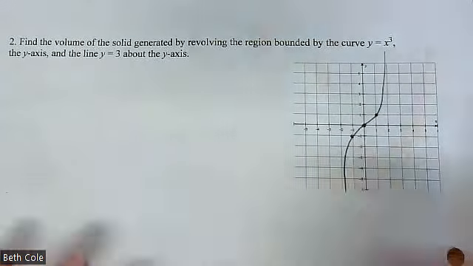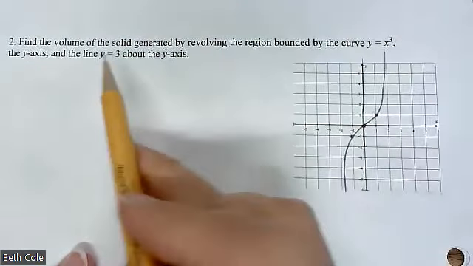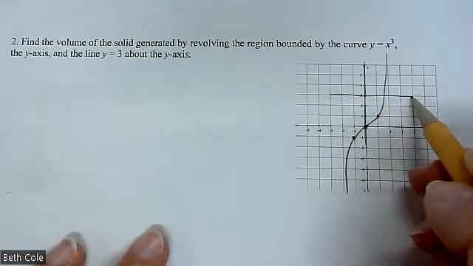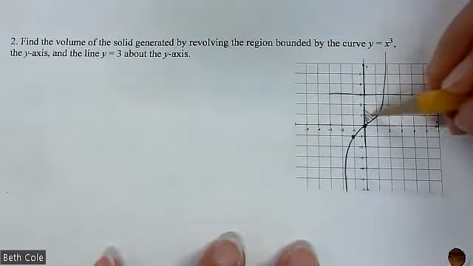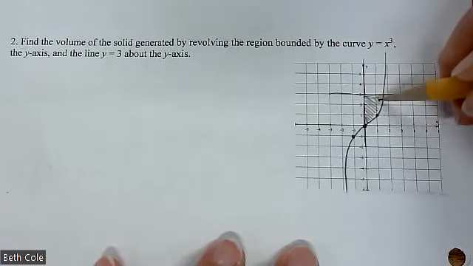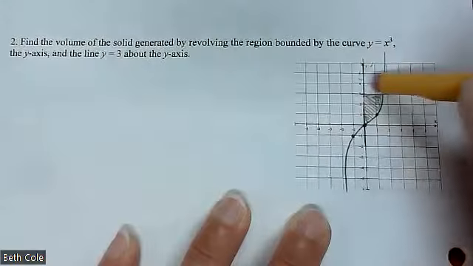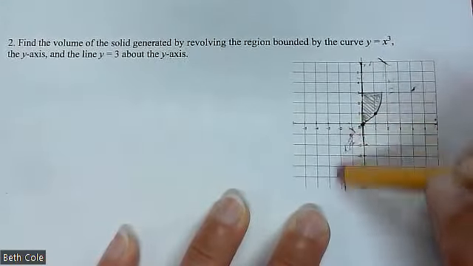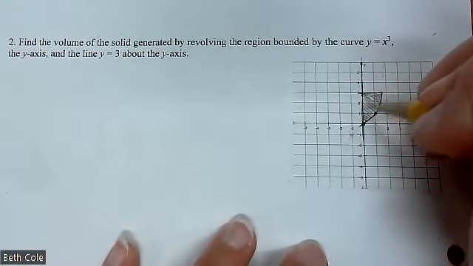And then the y-axis, so just the y-axis, and then the line y equals 3. So that's right here. So here's your shape. And again, what I usually recommend for this is erase all those little tails around the outside of it. You don't have to, but I feel like it helps you see what's going on.